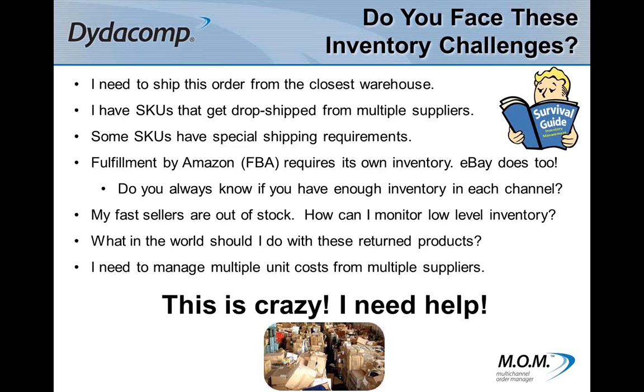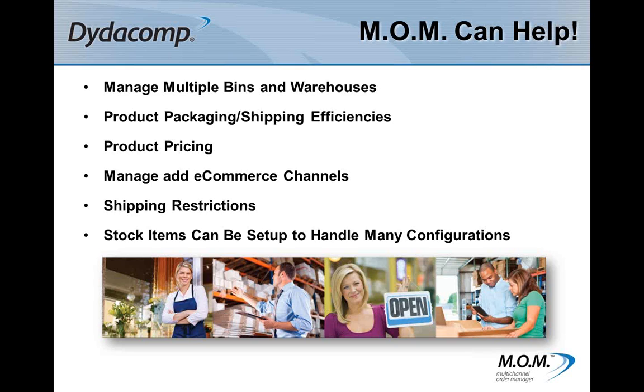What in the world should I do with these return products? How do I manage them? How do I look at the workflow? I need to manage multiple costs from multiple suppliers. And, you can see below, if the warehouse is kind of looking like this and things are a little crazy, you might need some help. So I'd like to just run through some scenarios and let you know what we can do.